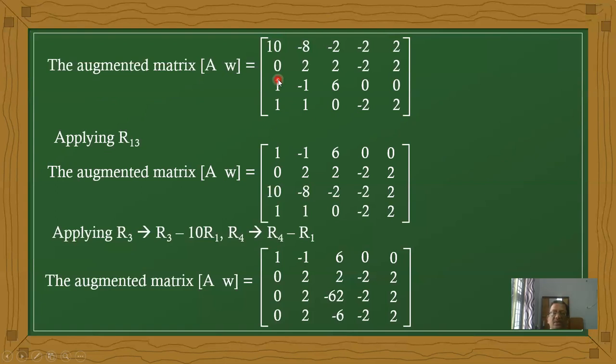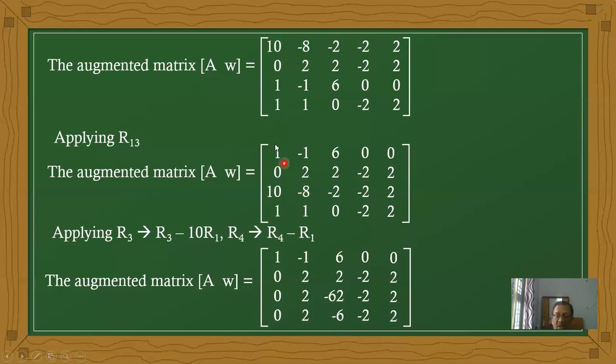The leading coefficient should be 1. Therefore, I am interchanging the first row and third row. The first row becomes the third row and the third row becomes the first row. The first row value is 1, minus 1, 6, 0, 0. And the third row is 10, minus 8, minus 2, minus 2, 2.